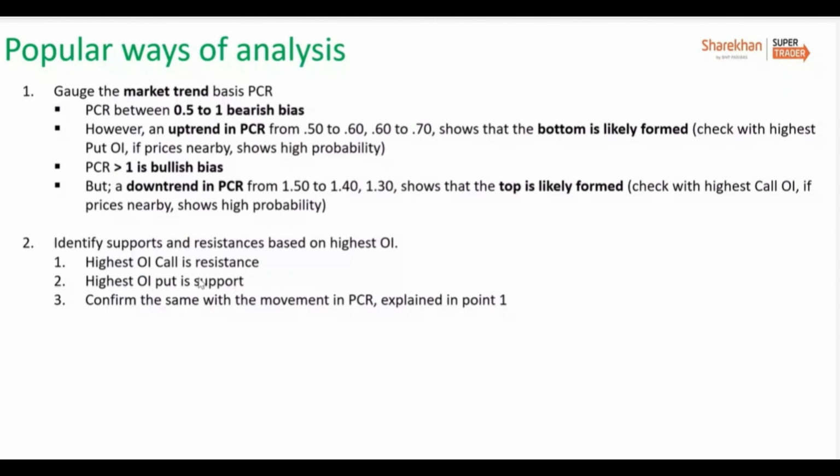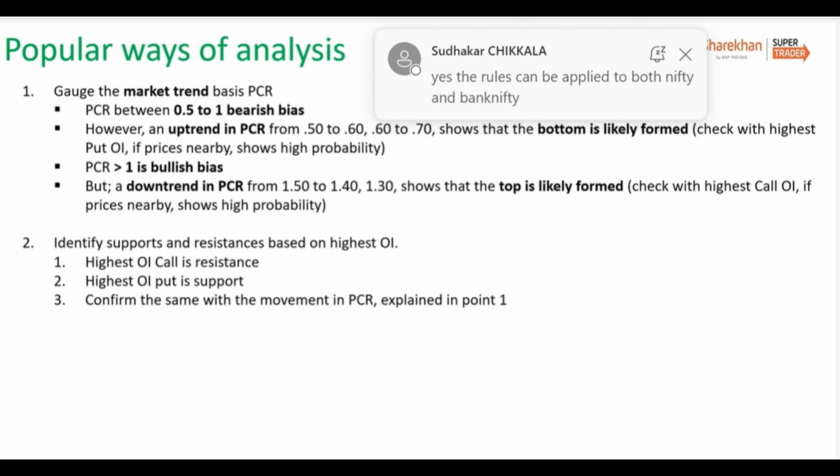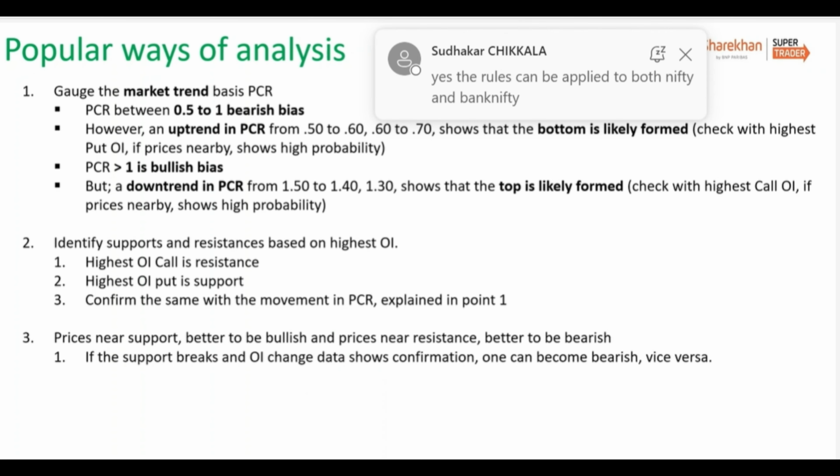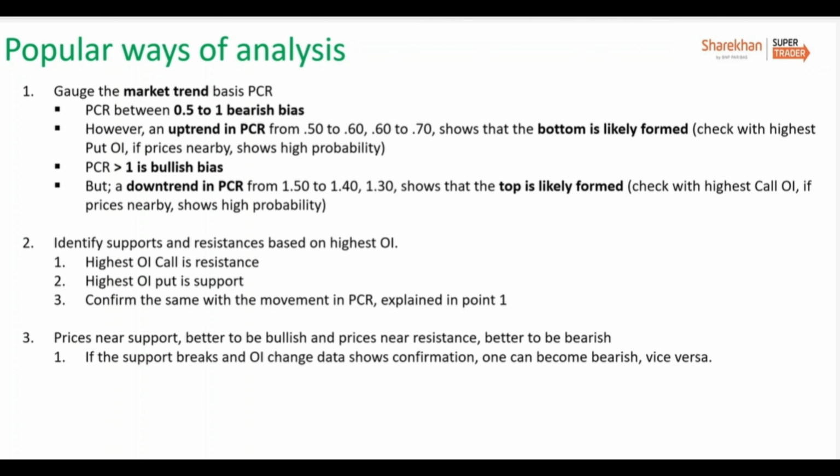Whereas, what is the support? Support is at around 24,600. The highest amount of open interest on the put side is of 24,600. Support होता है 24,600 का, resistance हो जाता है 24,800. Correct? Now, simple logic says if prices are near support, it's better to be bullish, and if prices are near resistance, it is better to be bearish.